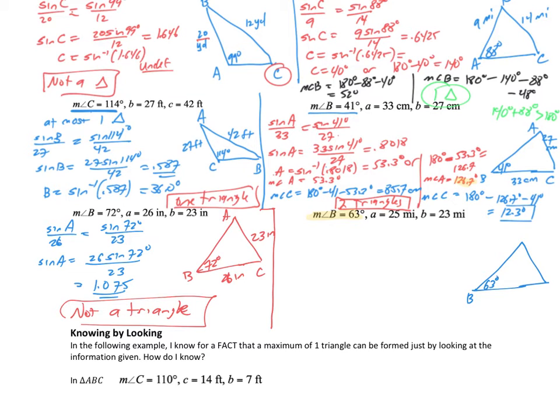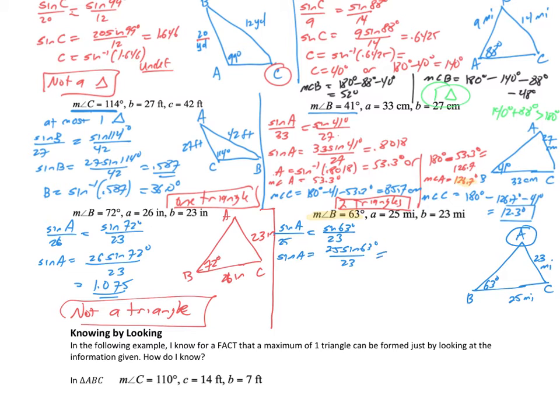Measure of angle B is 63 degrees. Side length B is 23 miles. We're given that side length A, so I'll put my vertices on, is 25 miles. So we are going to be finding the measure of angle A first because we know side length A. So we're going to set this up as sine of A over its opposite side, 25, is equal to sine of B. So sine of 63 over 23, multiplying both sides of the equation by 25, we get sine of A equals 25 sine 63 over 23.